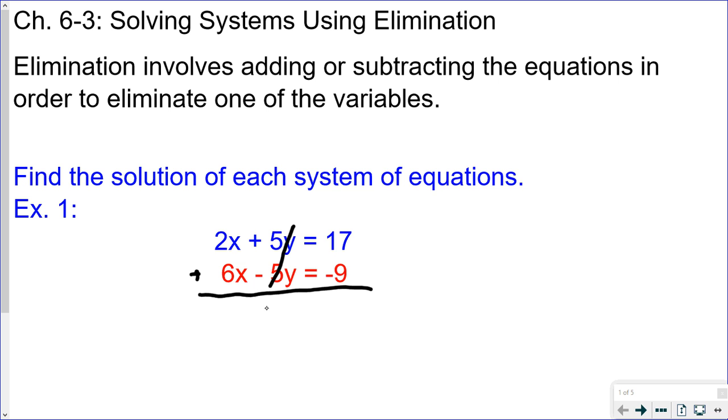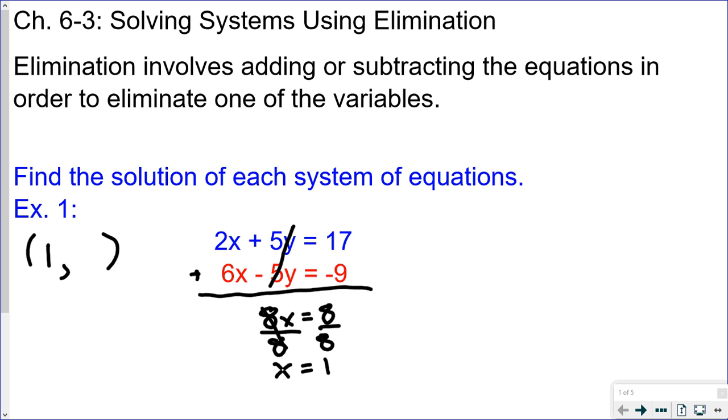Add the x's together, and I get 8x equals 8. Divide both sides by 8, and x equals 1. So again, what I'm looking for is an XY ordered pair that is a solution to both of these equations, or in other words, makes both of these equations true.